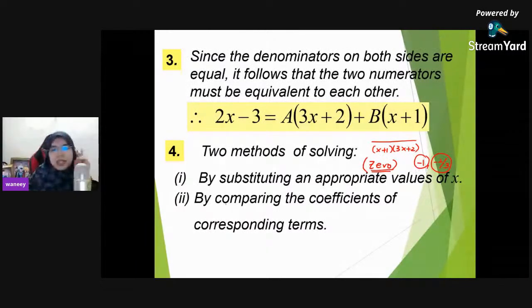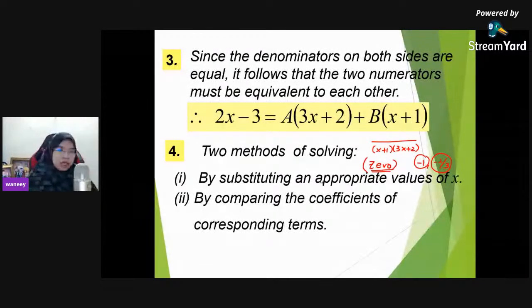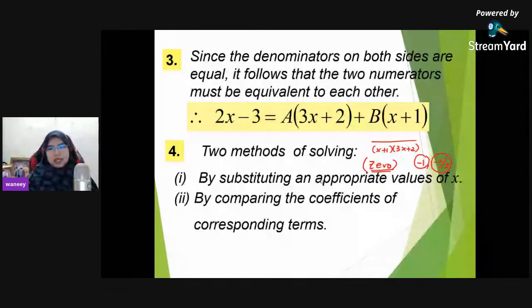The second step is by comparing the coefficients of the corresponding terms. That means you expand them first and then you compare x squared on the left hand side with x squared on the right hand side, x on the left with x on the right, and the constant term on the left hand side with the constant term on the right hand side. So kena expand dulu and then kita compare bagi dia sama. So there are two methods. You can choose either one.